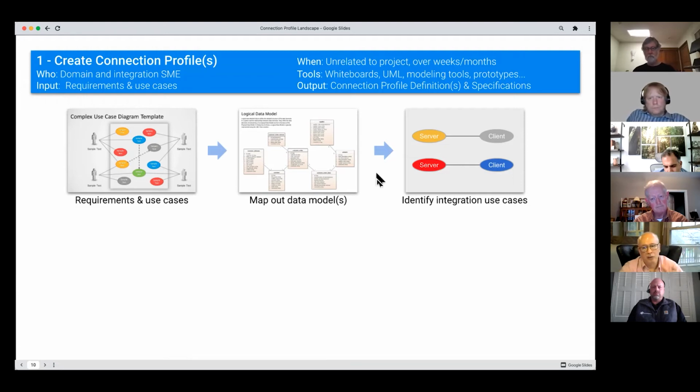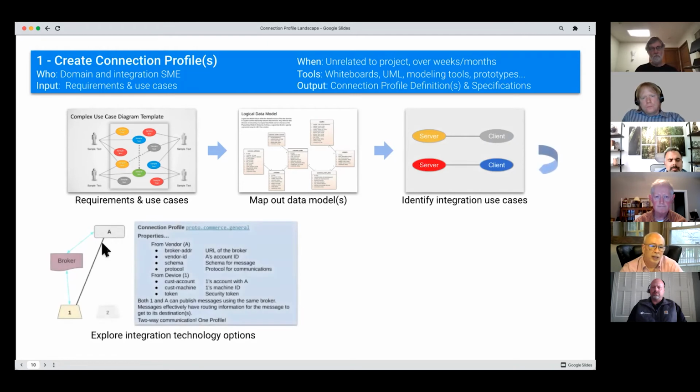You say, okay, in this case there are two server-client relationships. So what then happens, and we've done this several times, is that you take each one of them in turn and explore. This is purely an example, so don't take too much of what's actually said here. Explore how A is going to talk to B, or how A could talk to B, and there could be multiple different ways of doing it.